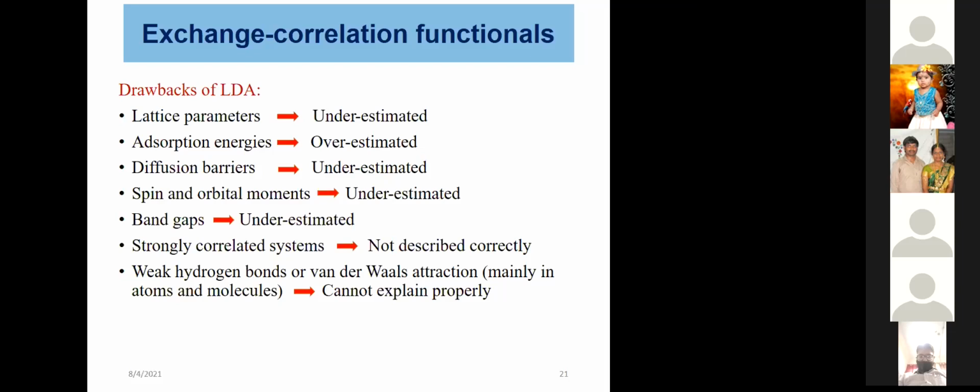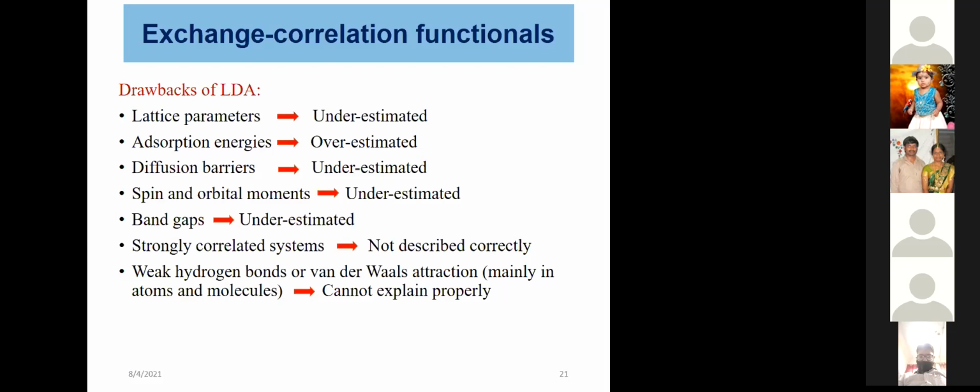And if you are doing diffusion modeling or a diffusion experiment by DFT using the LDA approximation, you will get the diffusion barrier underestimated. The spins and the orbital moments of the electrons will also be underestimated for any atom if you use the LDA approximation. The band gaps of any semiconducting or insulating material will be underestimated.